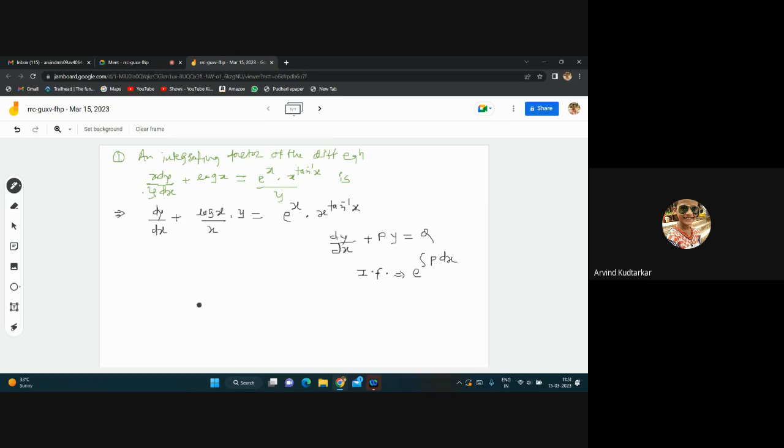Integrating factor is e to the power integration of p dx, for dy by dx plus py is equals to q. What about p? Log of x upon x. And q is e raised to x, x raised to tan inverse of x. And both are functions of x. So the value of p is log of x upon x. Okay. So we need the integral of log of x upon x into dx.